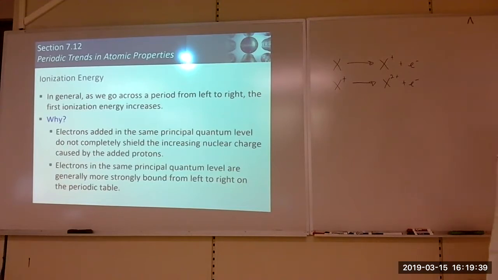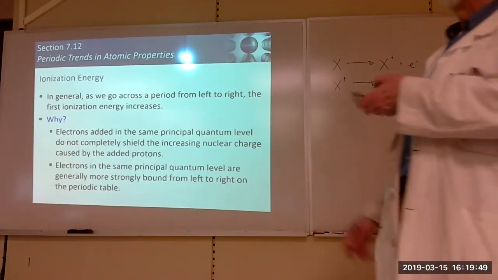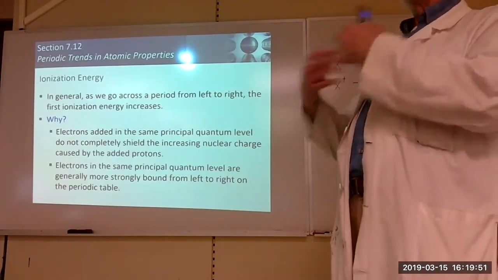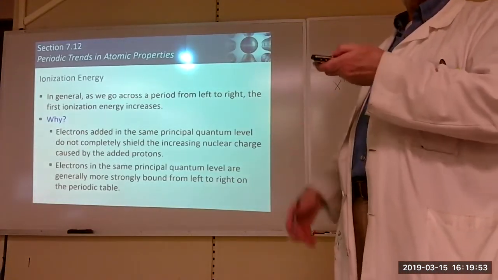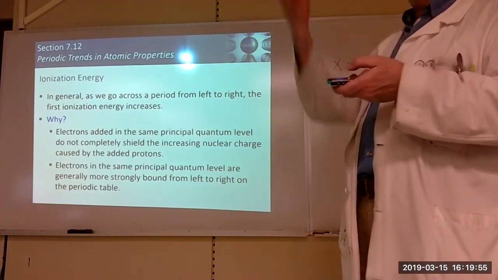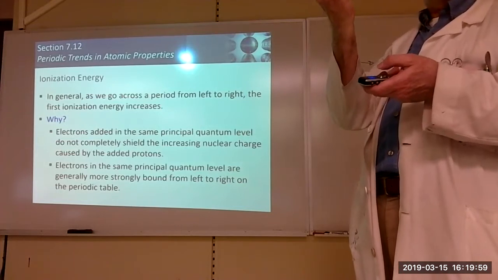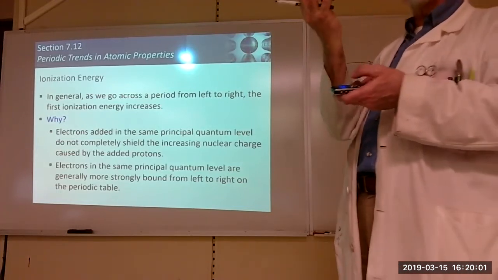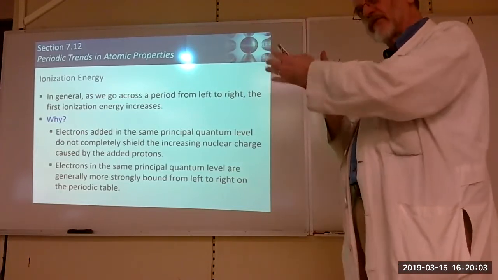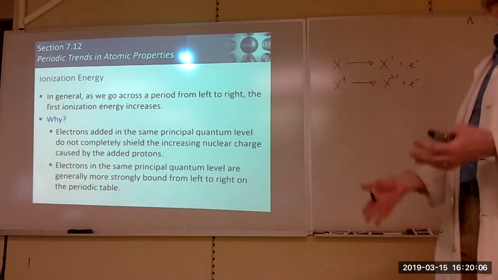Okay, why this trend? Well, let's see. Across the period from left to right, the ionization energy increases principally because you're adding effective nuclear charge. In other words, you're adding more protons. So they tend to draw the electrons closer. There's more electrostatic attraction for the electrons as you move from left to right. That explains the increase there.